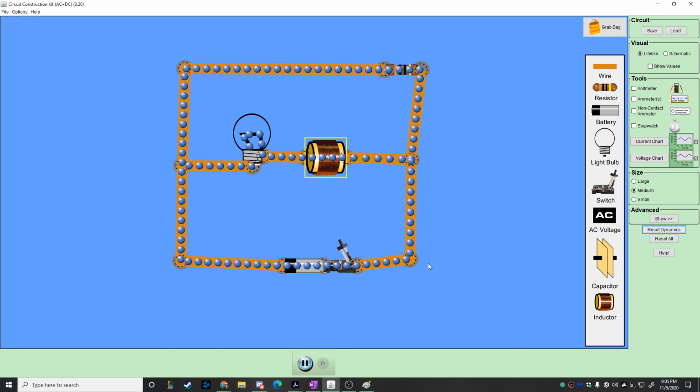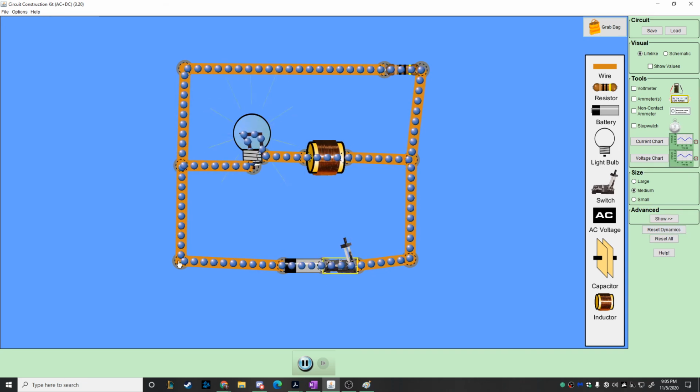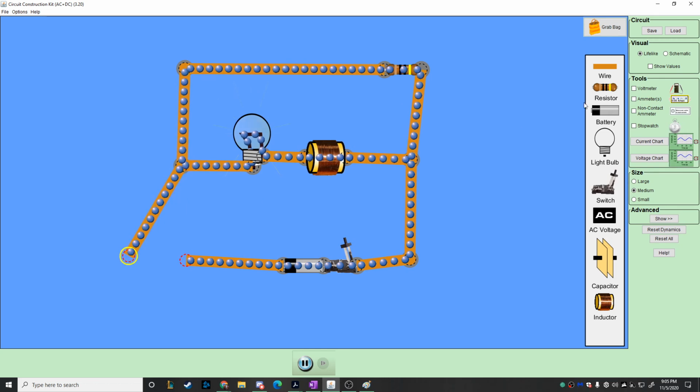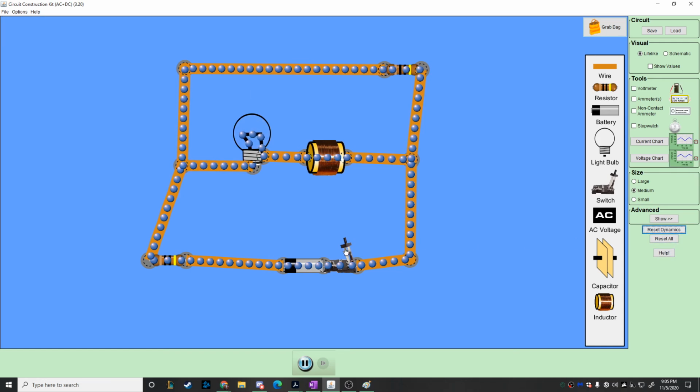What is he getting mad about now? There's resistance at every point in the circuit. Maybe not out here. Is it still going to do it? Yeah. Okay. Now let's give it a resistor down here too, so that it doesn't yell at us. Should be fine now, I hope. All right, reset dynamics. Yeah, fire.